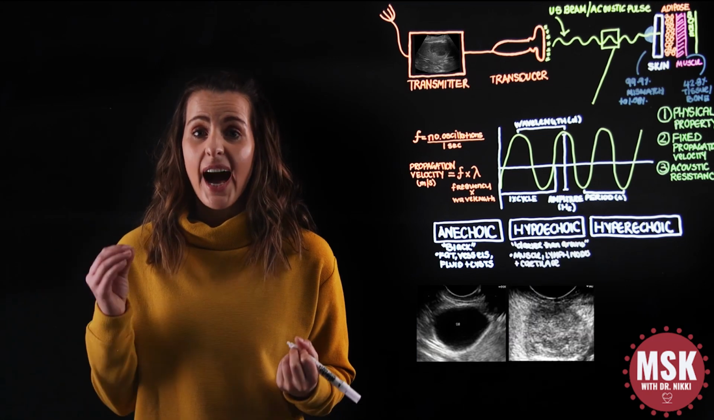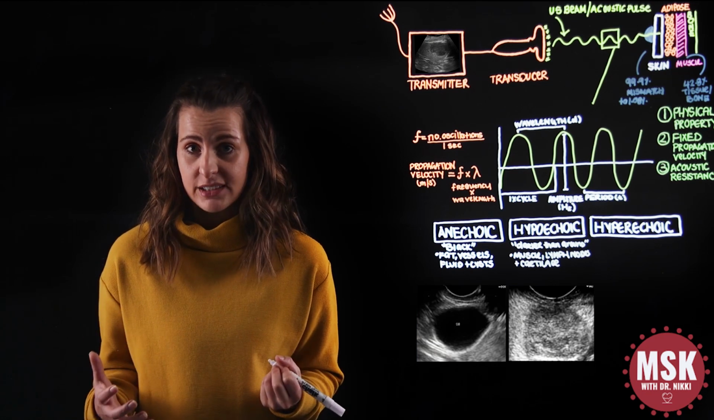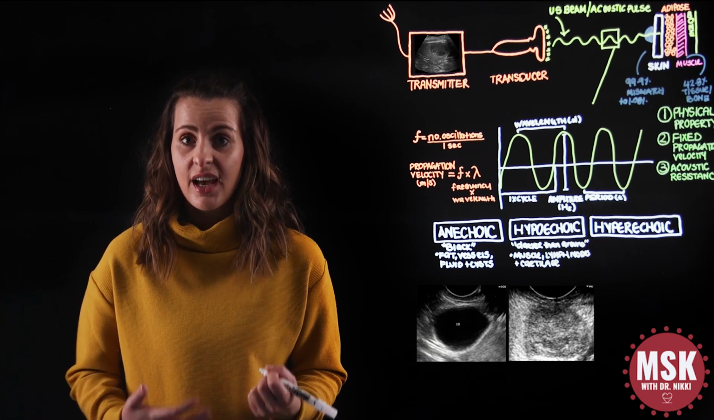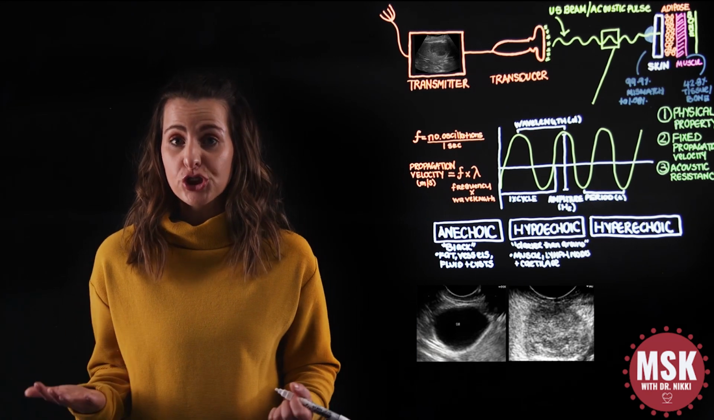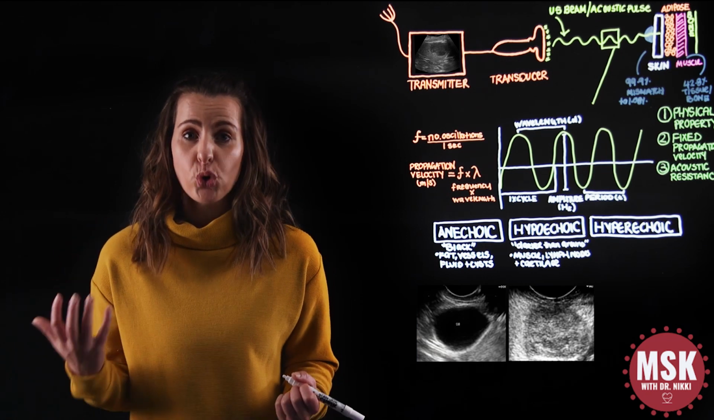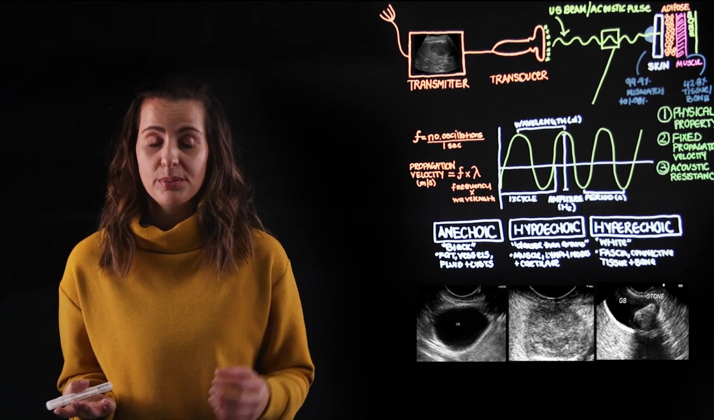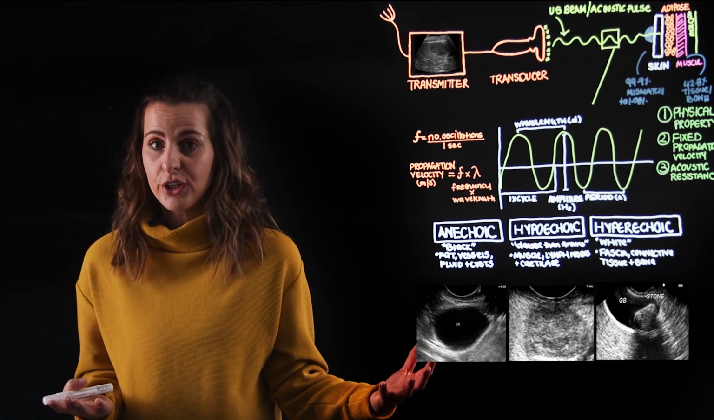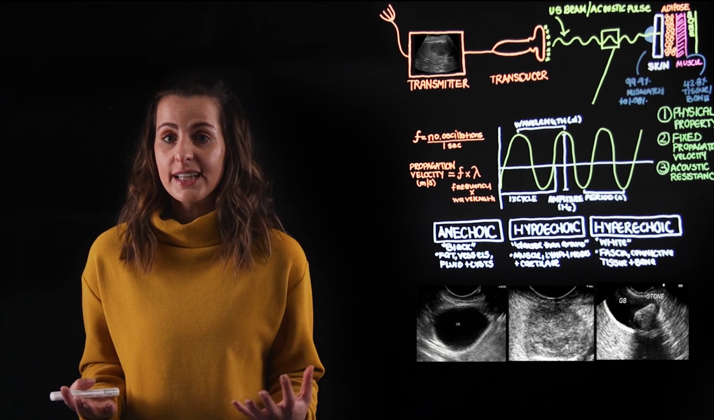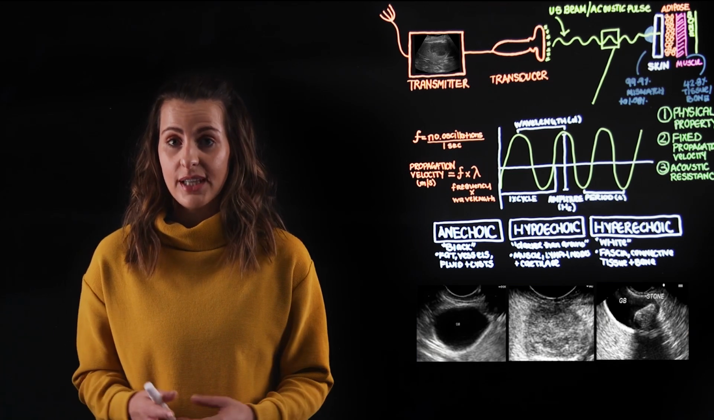And finally, a hyperechoic structure is one that is highly reflective and echo-rich when we compare this to the surrounding structures. Anatomically, we see this in fascia, connective tissue, or in that really thick, tough cortical bone. A pathological example where we might use the terms hypo versus hyperechoic might be when it comes to describing solid masses.